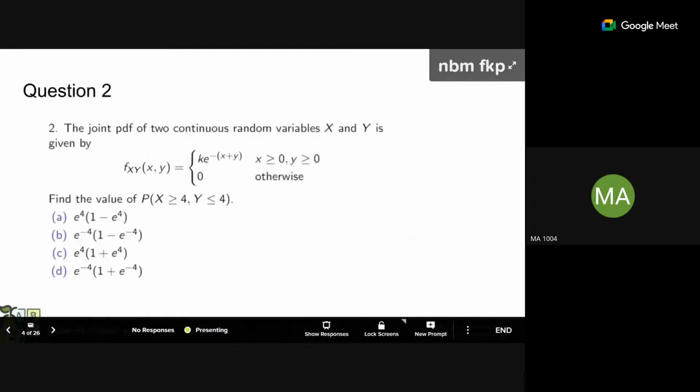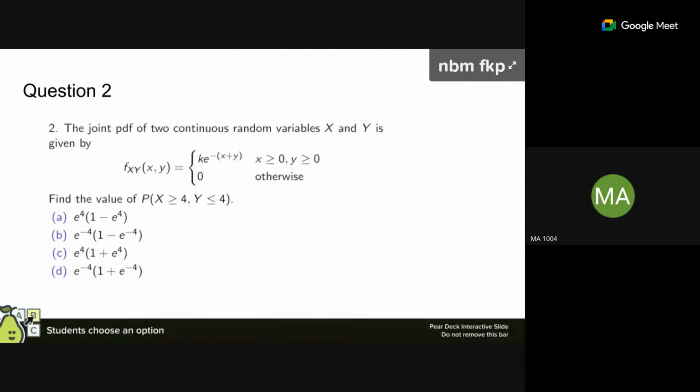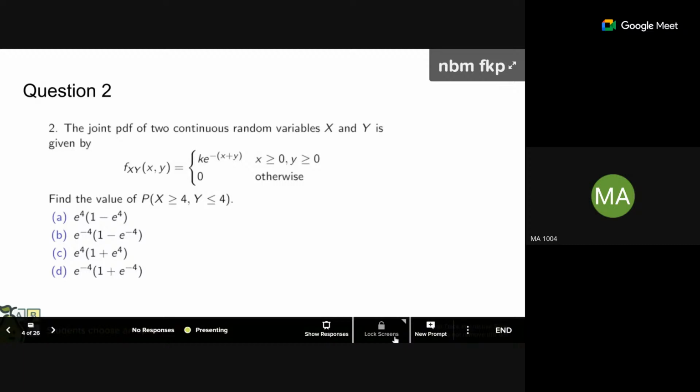So there is another question related to the joint PDF of two continuous random variables x and y. The PDF is the same. Now you know the value of k, and we have to find the probability that x is taking values greater than or equal to 4 and y is taking values less than or equal to 4.